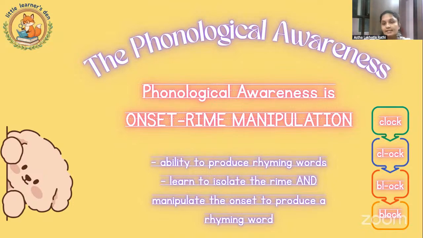You can see this example here. For example, the child knows clock. Now you can isolate clock as the onset and ock as the rhyme. Ock includes the vowel sound and the sound after that. After isolating it, the child is able to manipulate the onset sound, replacing it with another sound like bl or d or even sh, and then they can come up with another word: block, dock, shock. So that is how they will learn to produce rhyming words.